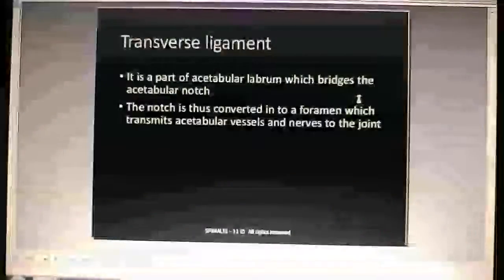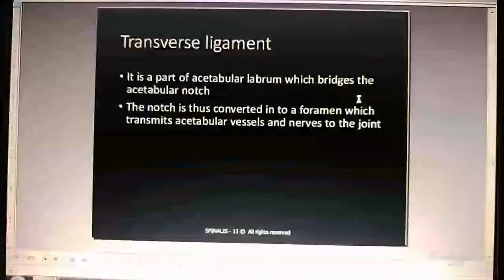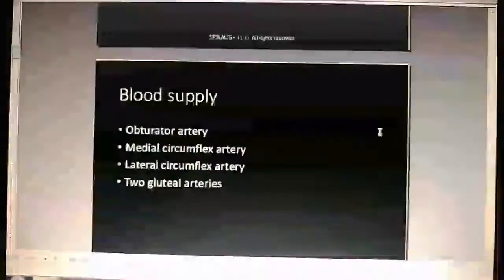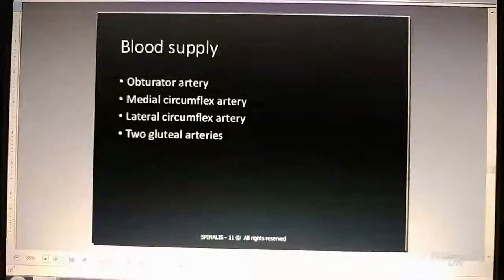Transverse ligament: it is a part of the acetabular labrum which bridges the acetabular notch. The notch is thus converted into a foramen which transmits the acetabular vessels and nerve to the joint.